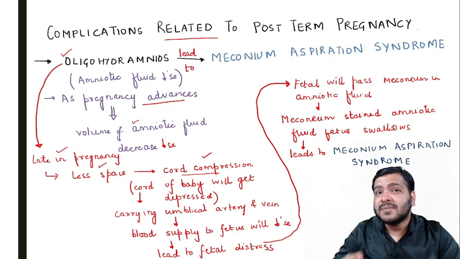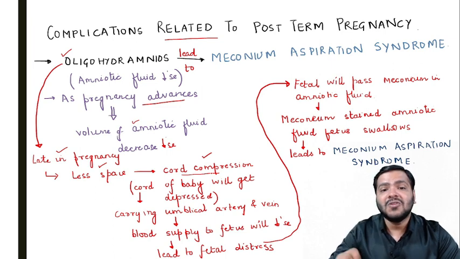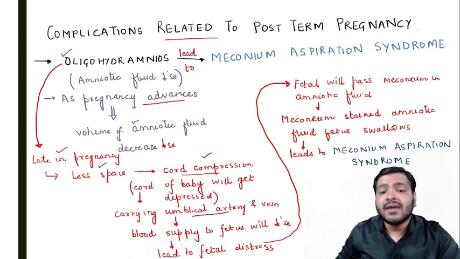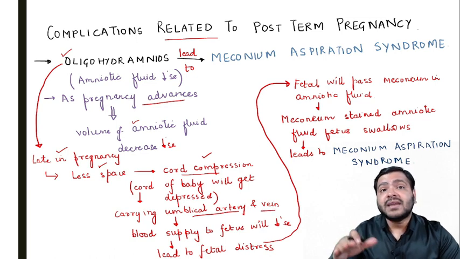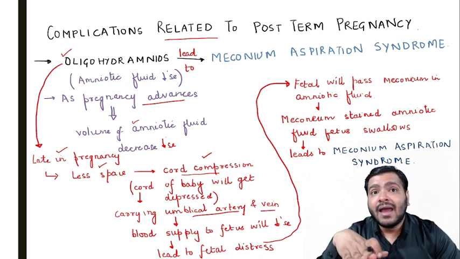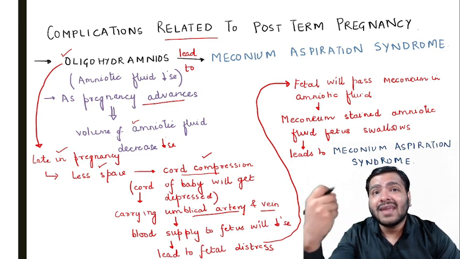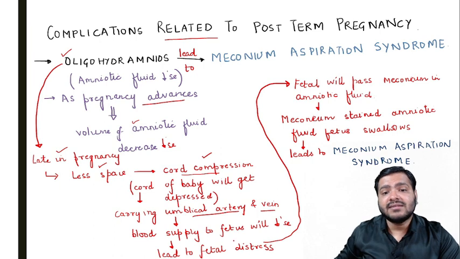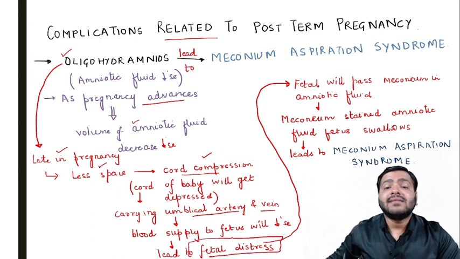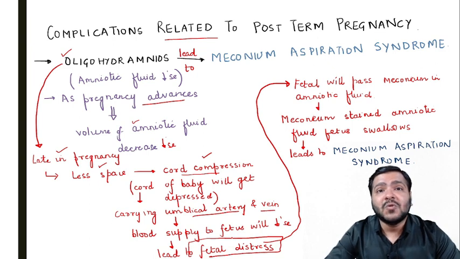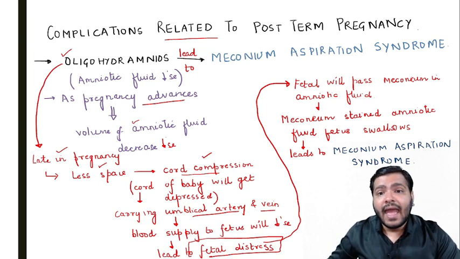The cord of the baby will get compressed, and you all know that the cord contains the umbilical artery and vein. Now, if the umbilical artery and veins are compressed, ultimately they will not be able to carry the proper blood supply to the fetus, and it will result in fetal distress. And that is why the fetus will start passing meconium in the amniotic fluid, and that will lead to meconium stained amniotic fluid.